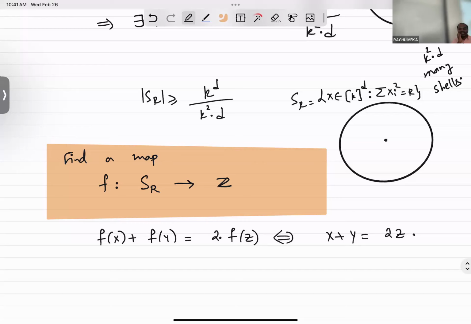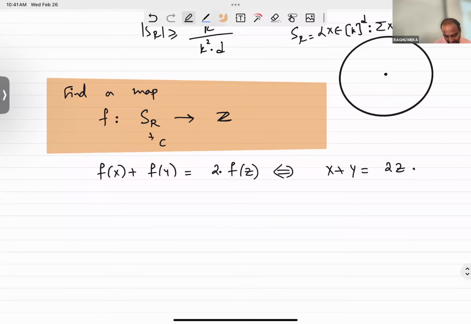In some sense, I want to say that when I map it to integers, addition in this space is the same as addition in the vectors. So f of x plus f of y equals 2 times f of z, if and only if the same equation held for these vectors x, y, z, which were in k to the d. So how can I do this? What kind of mappings can I use? I have a vector, a vector, a vector. I want to map the vectors to integers such that addition of vectors corresponds to addition of integers.